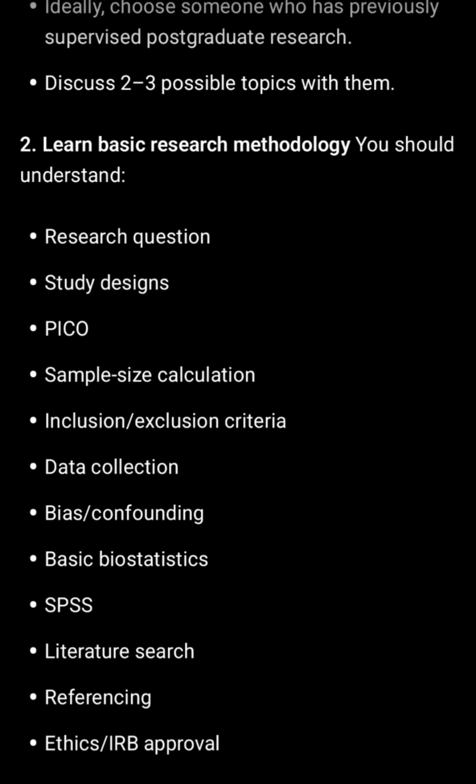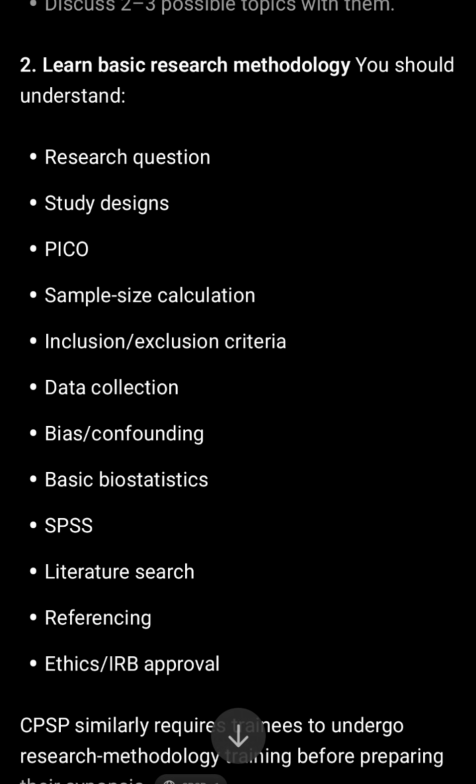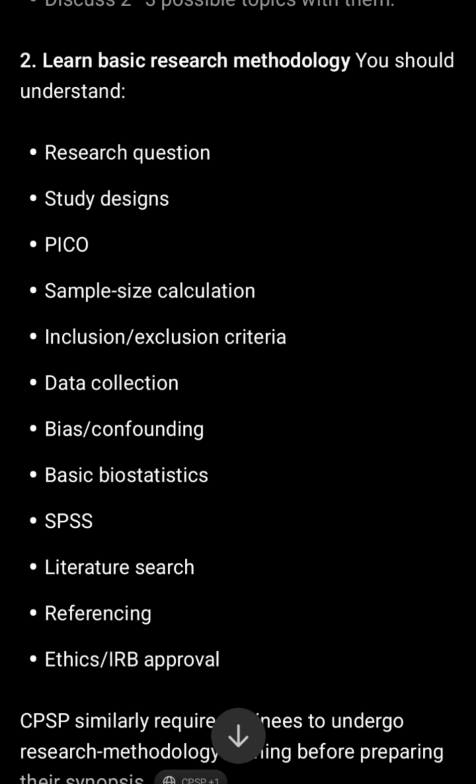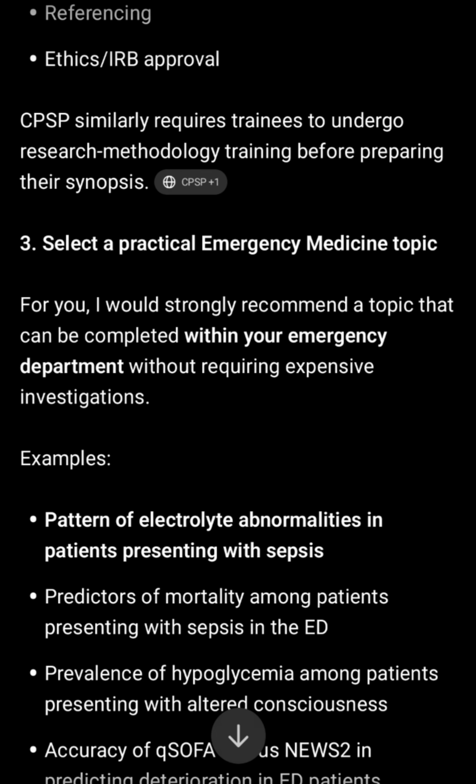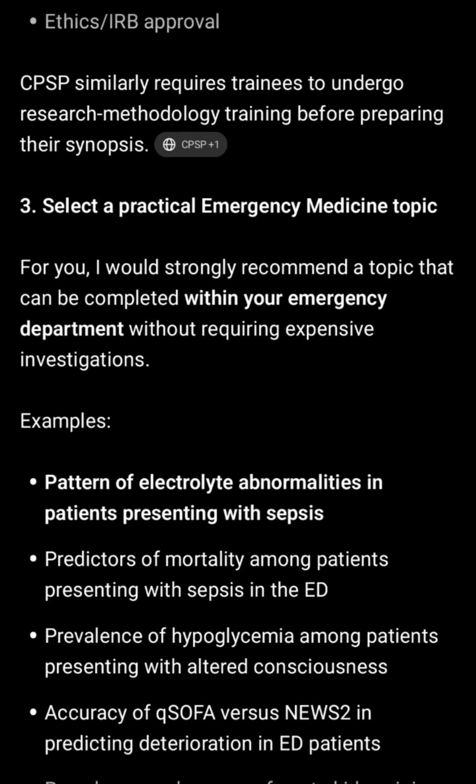Learn the basic methodology. You should understand research question, study design, PICO, sample size calculation, inclusion or exclusion criteria, data collection, bias or confounding, basic biostatistics, SPSS, literature search, referencing, ethics or IRB approval. CPSP similarly requires trainees to undergo research methodology training before preparing their synopsis.